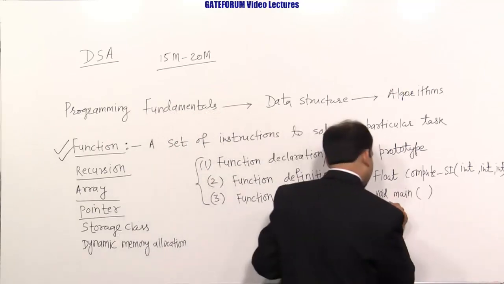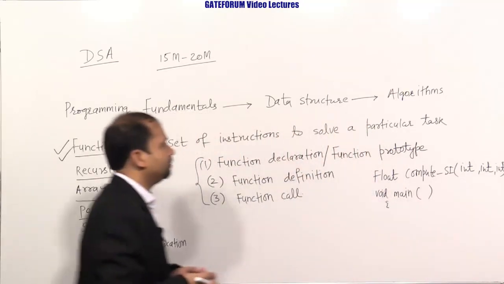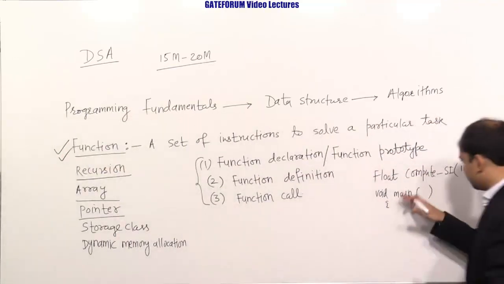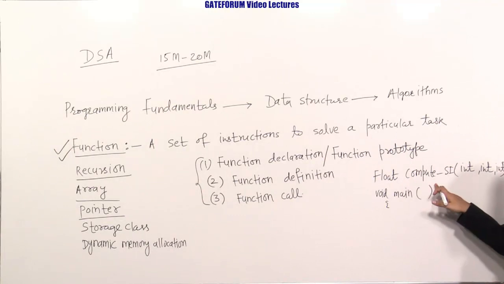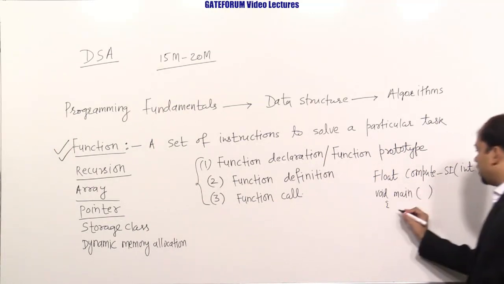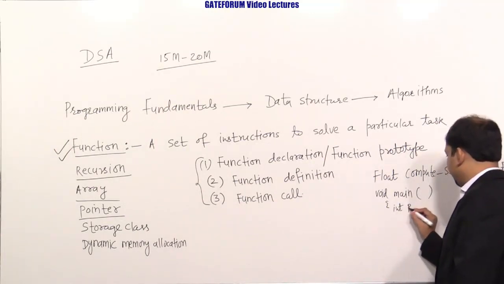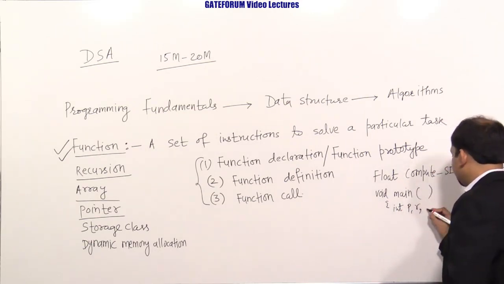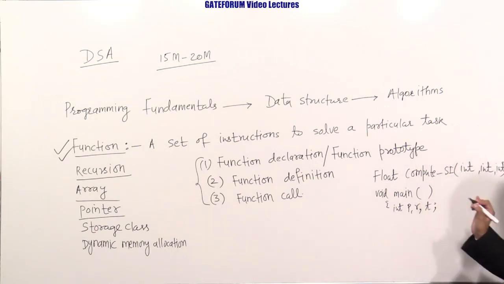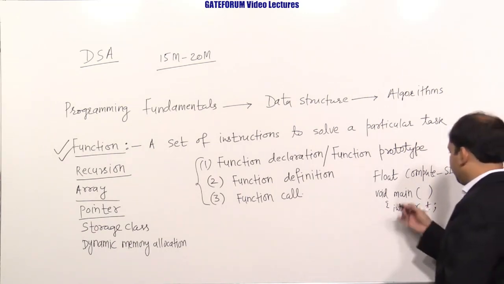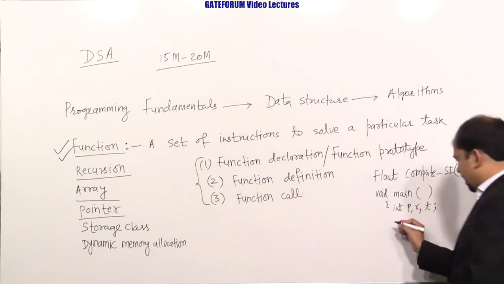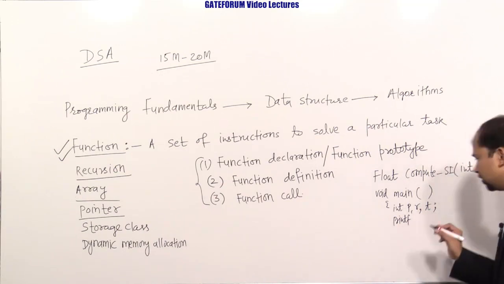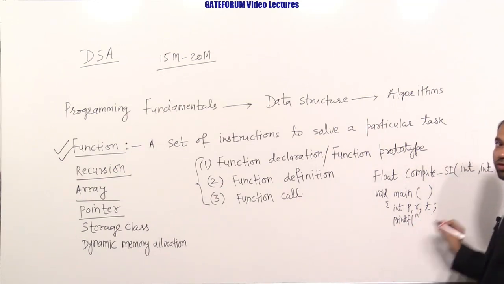So here we need to write a main function. There may be some other functions, but we are going to take care of this particular function. So compute_si. Here we need to ask for int p, r, t: p for principal, r for rate of interest, t for time. Right. I am just making it simple. Just a very simple function to make you aware of it. It is a revision for all of you.